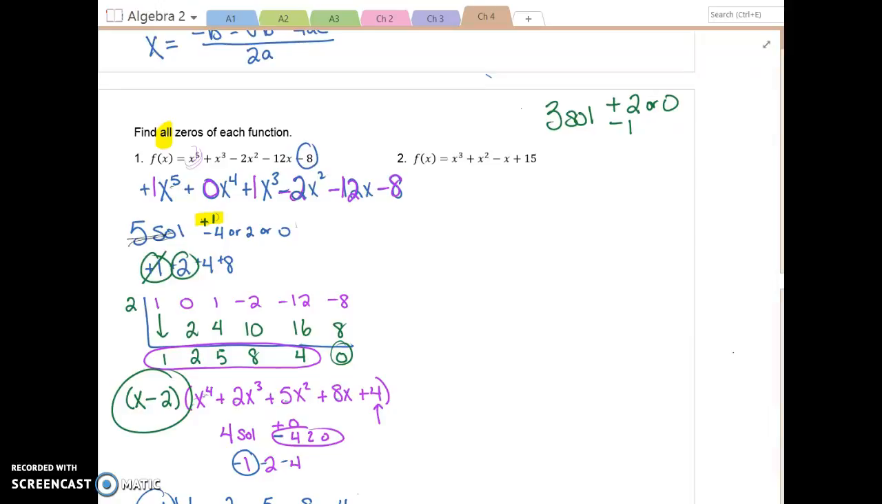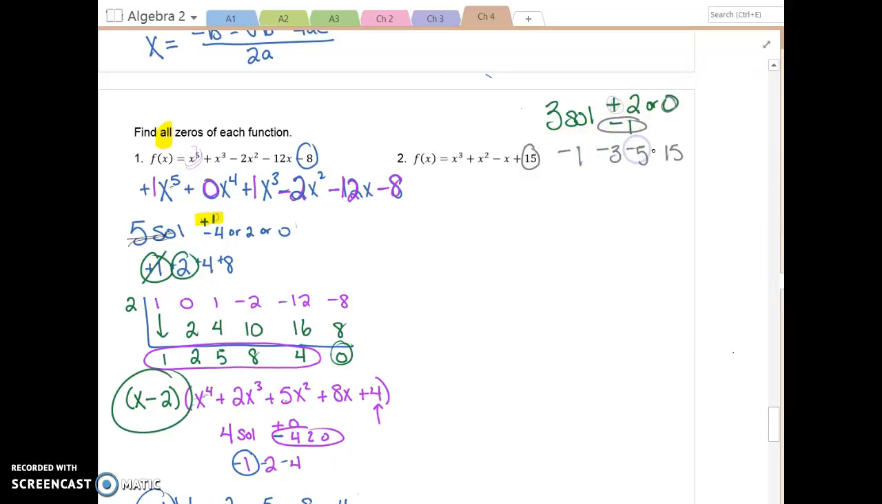Those possible solutions are the factors of 15. So 1 times 15 and 3 times 5. So 1, 3, 5, and 15 are the possible solutions that we need to test. There is a large possibility that we are going to have 0 positive solutions. So we want to test the negatives.